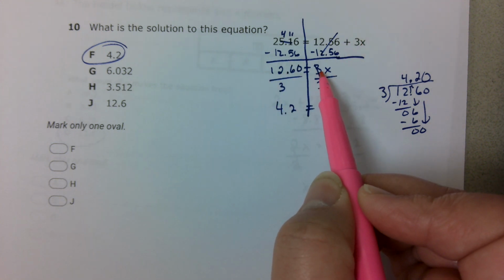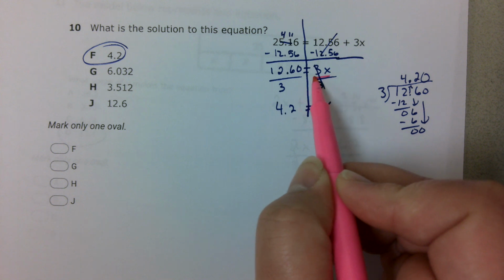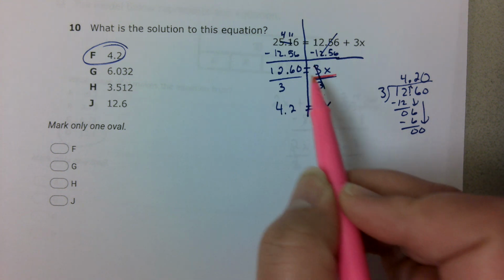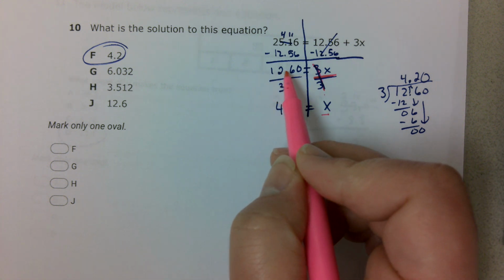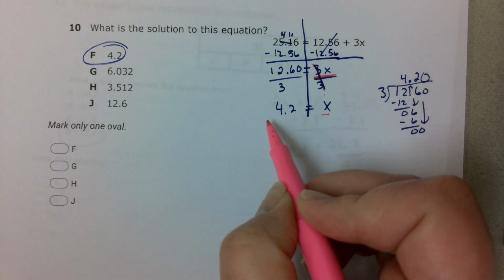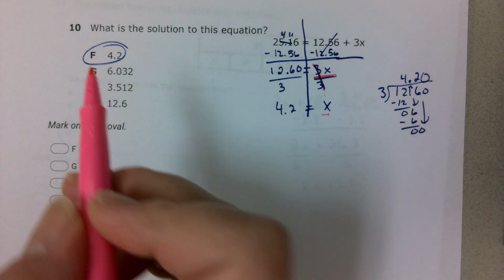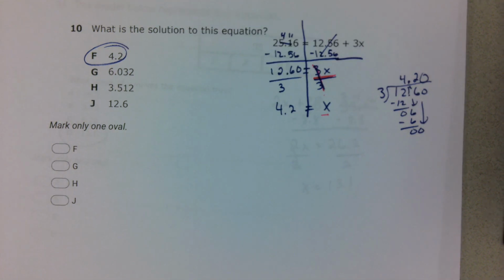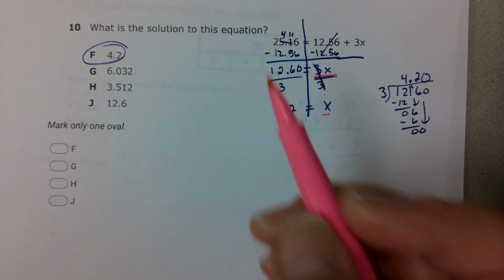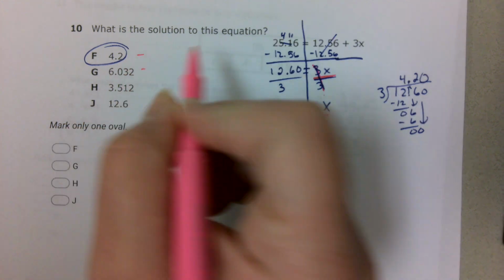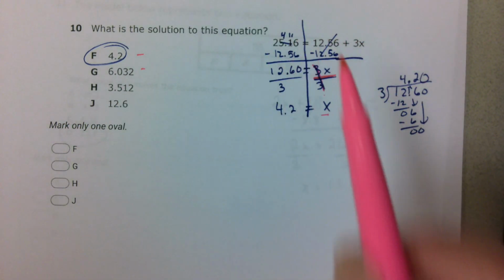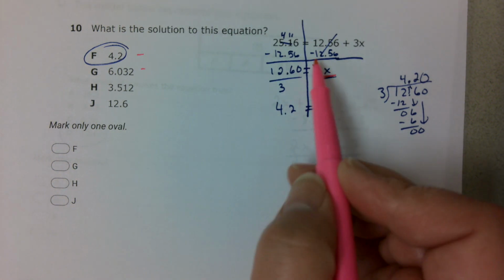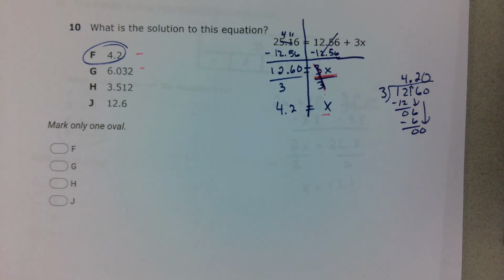I brought down my 3x. To isolate the variable, I divide by 3 on both sides. 3 divided by 3 is 1. I bring down my x. 12.60 divided by 3, I've done here, is 4.2. So F is your answer, 4.2. And you can always substitute these values in here and see when I multiply them, which one gives me 25.16 when I add that to the 12.56. That is another way to do that.